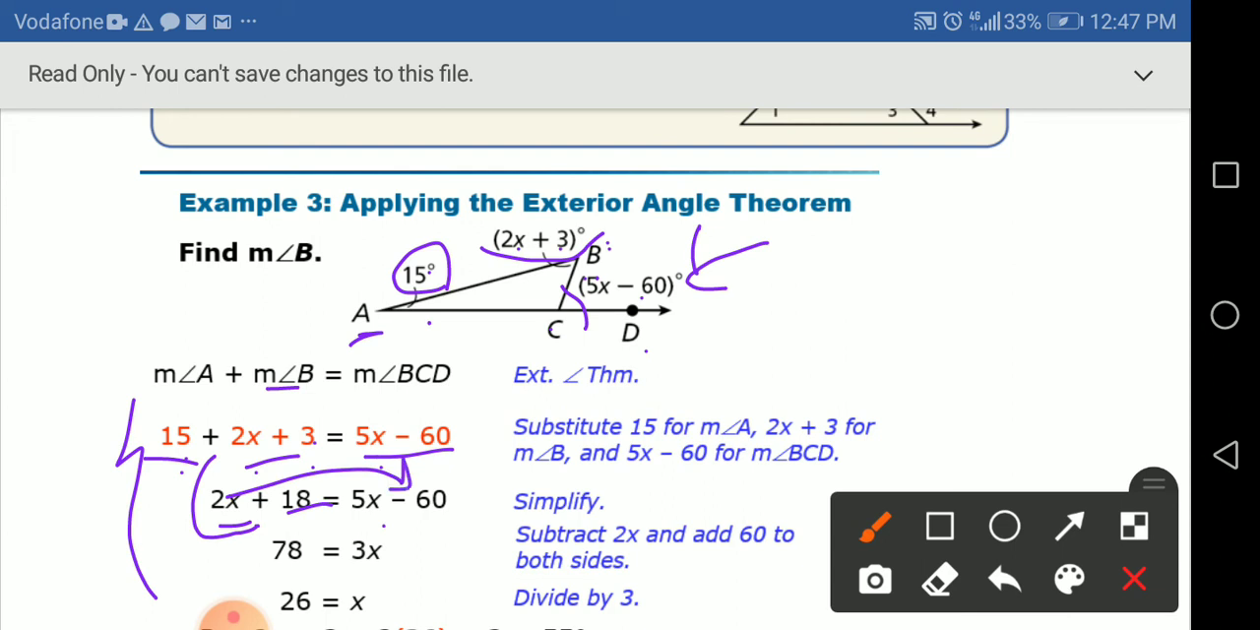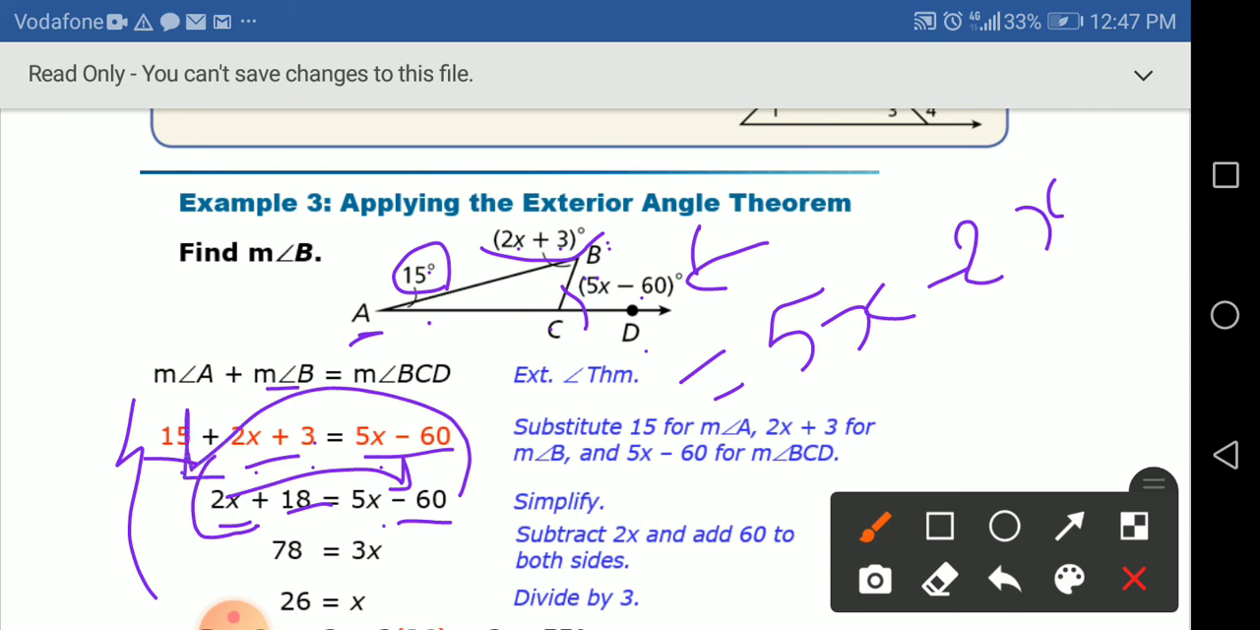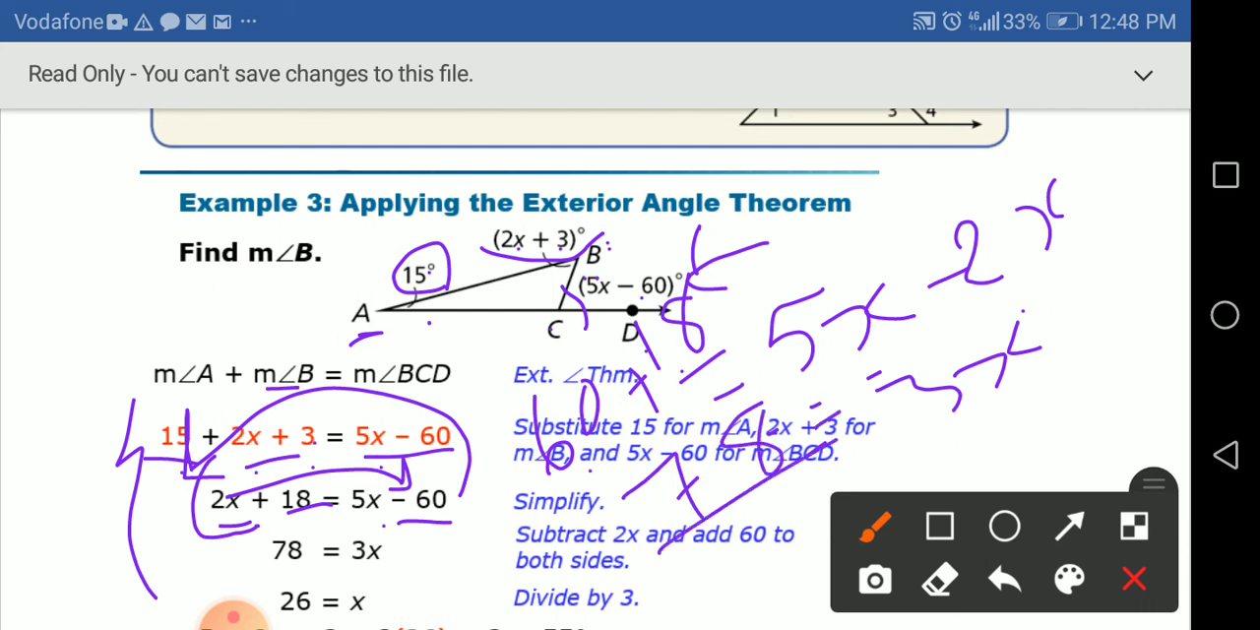2x goes to the other side by negative, so I have here 5x minus 2x, and the negative 60, the number goes to the other side, negative goes with positive, so I have here 60 plus 18. So 5x minus 2x gives me 3x, and 60 plus 18 gives me 78. I want the value of x, so divided by 3, so x equals 26.